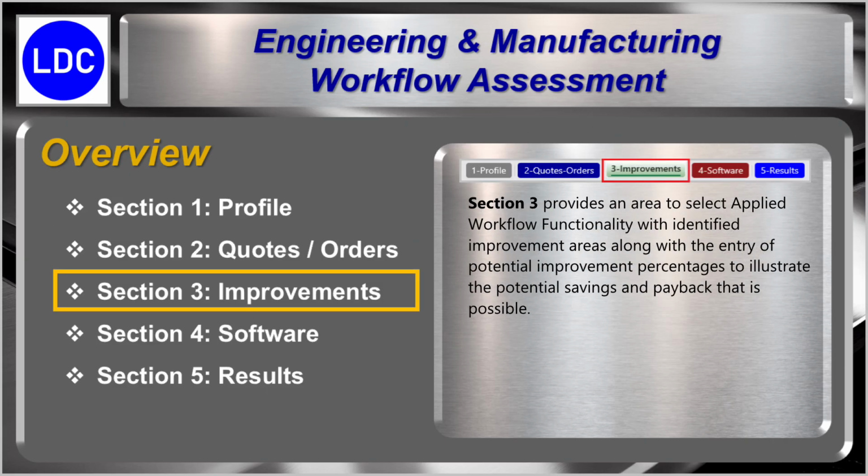Section 3 provides an area to select applied workflow functionality with identified improvement areas along with the entry of potential improvement percentages to illustrate the potential savings and payback that is possible.